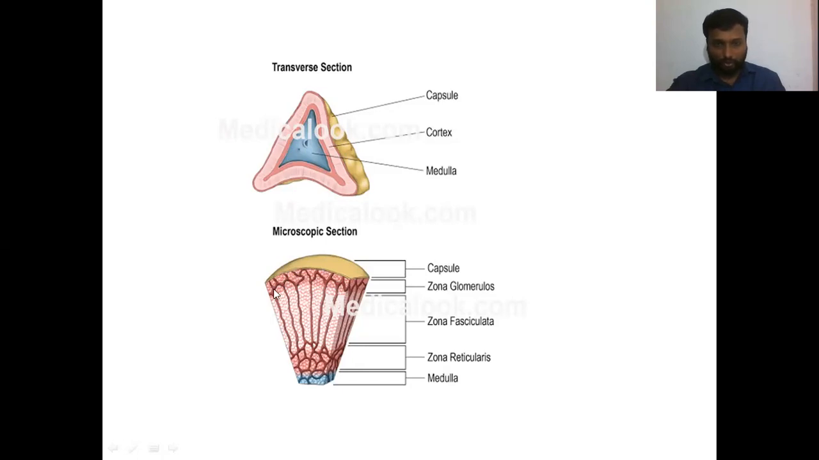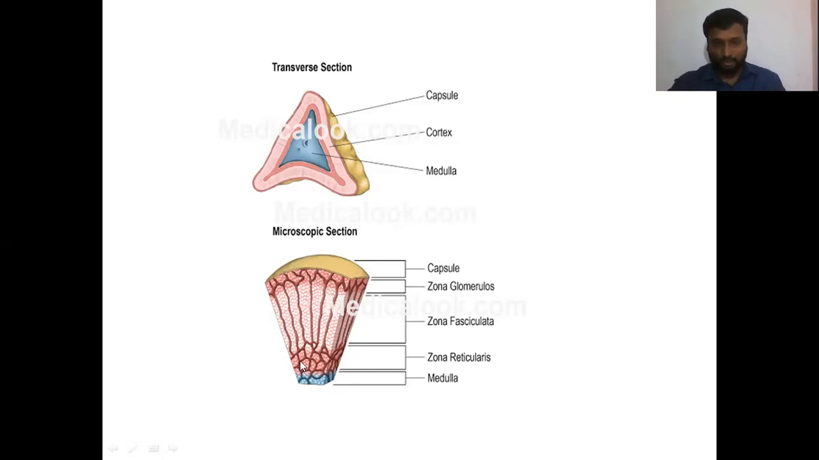This outer part of the cortex is known as zona glomerulosa, which produces mineralocorticoids. Then this area, zona fasciculata, there we can see bundles of cells separated by sinusoids. Here we have the inverted U-shaped arrangement of cells in the zona glomerulosa. In zona fasciculata, there are bundles of cells separated by minute blood vessels, known as sinusoids.